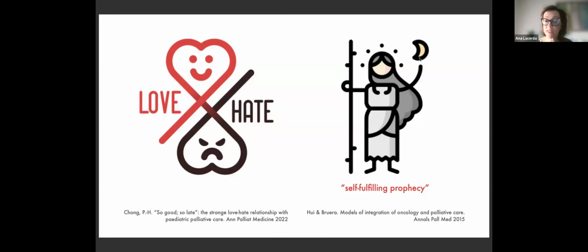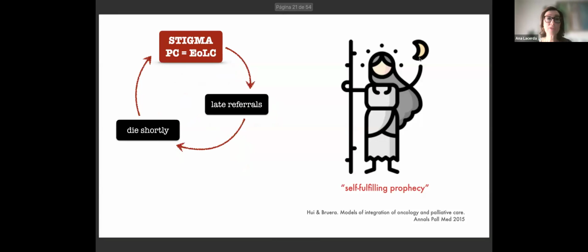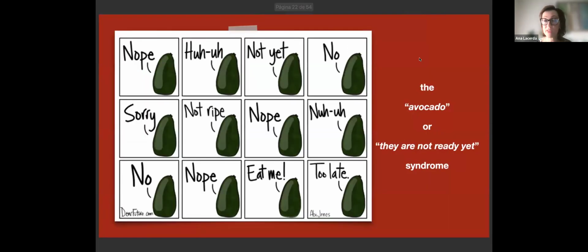And it leads to something that our colleagues, adult oncologists, Doctors Hui and Bruera, call the self-fulfilling prophecy. Because there's this stigma of palliative care being end-of-life care, this leads to late referrals. And if people are referred very late in the disease trajectory, of course, they will die shortly after the referral. So this is an ongoing negative cycle.